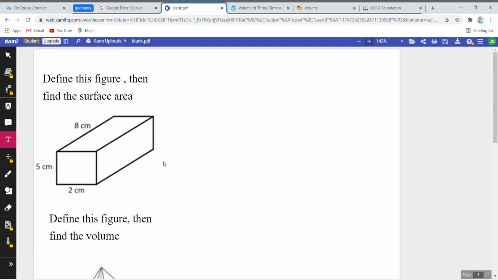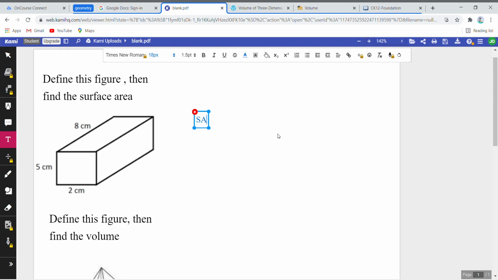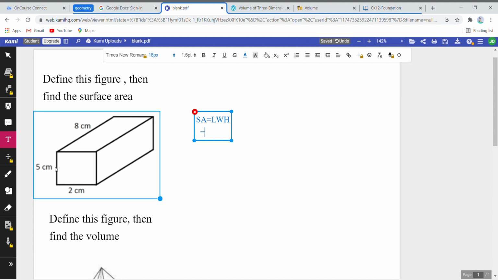So this figure right here is a rectangular prism because the two bases are rectangles. So the formula for finding surface area of a rectangular prism is just simple. It's length times width times height. So it doesn't matter which measurement you make the length or width or height, 8, 5, or 2, because we're multiplying, and the commutative property of multiplication is just where you can change around those numbers and you'll still get the same product. So let's just make the length 5, the width 2, and the height 8.